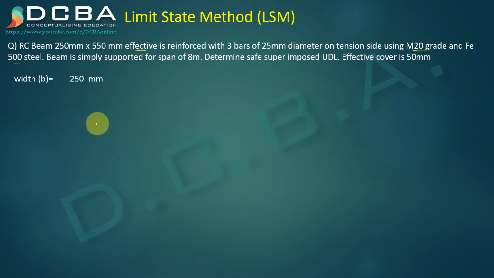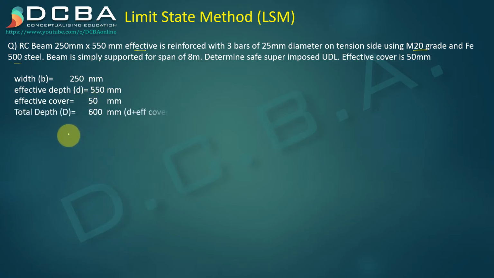Width is 250 mm, effective depth is 550 mm. Along with the normal solving that we did in the last numerical, we will be solving a bit more in this, and we'll go into a bit more concept. Effective cover is 50 mm. So what should be the total depth? It will be 550 plus 50, right? Total depth will be 600 mm.